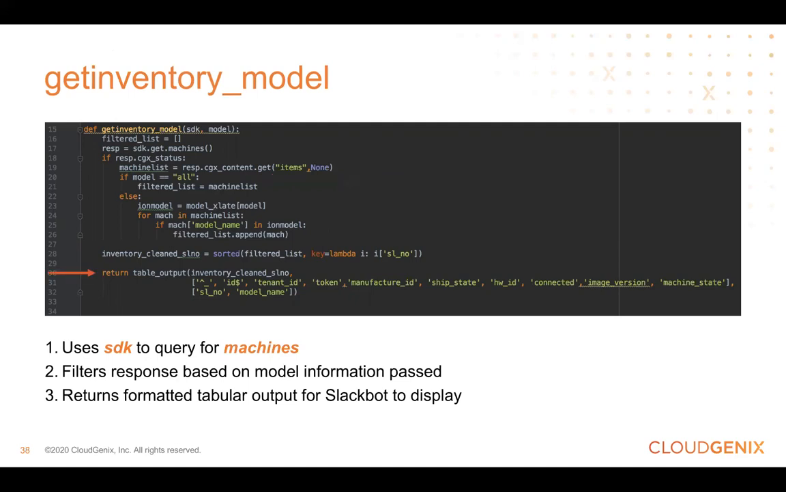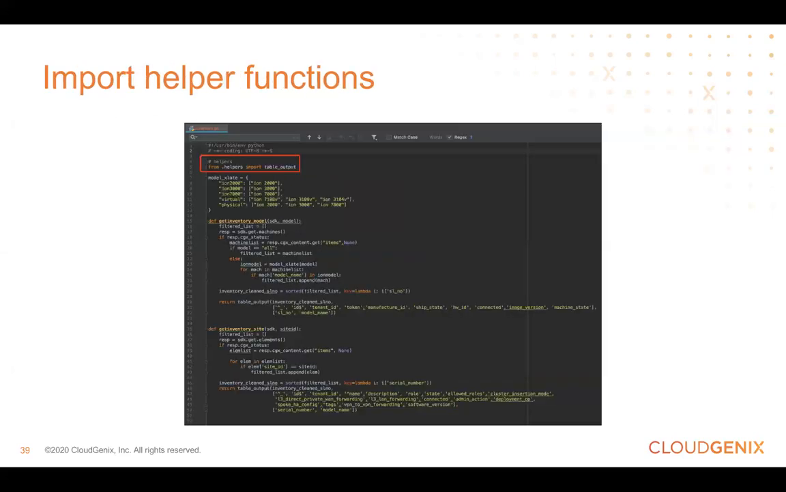And then finally, what it does is it returns a formatted tabular output to Slackbot for Slackbot to display. So if you see, it's using this function table_output. What is table_output? It is one of the helper functions that we've used. So if you want to leverage all the different helper functions that we have, make sure you import that. So this is one of the key things you have to do, from helpers. This is the only one that I'm using for this particular plugin. So I've only imported table_output, but feel free to explore this file for other functions as well.